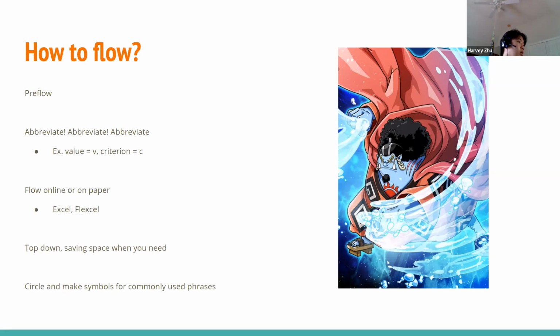And the most important part of flowing: because you have to write down what someone says at 200 words per minute, you have to abbreviate. You're obviously not going to write down everything. So abbreviate really important terms. For example, value, you just put V, criterion, you put C. As you become more accustomed to a lot of these terms, like morality, you just write M because you know what that means.